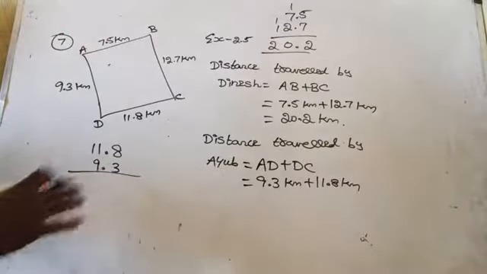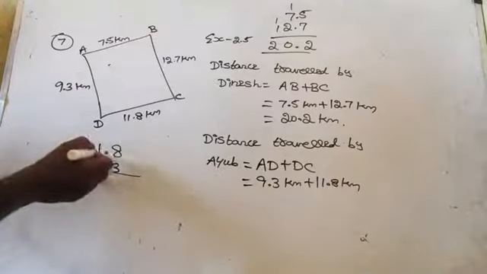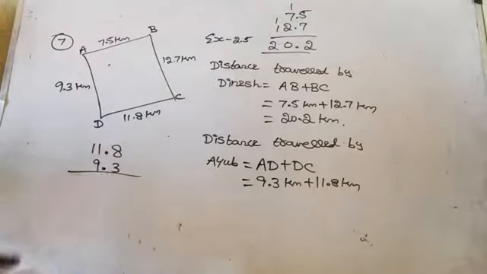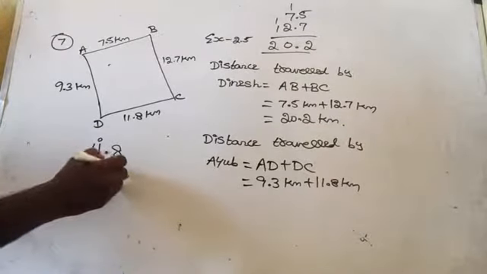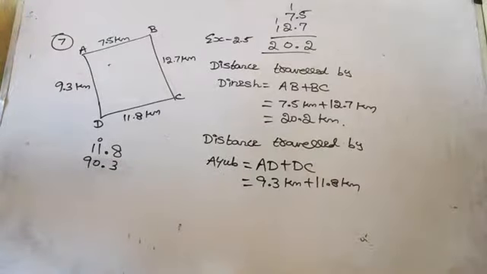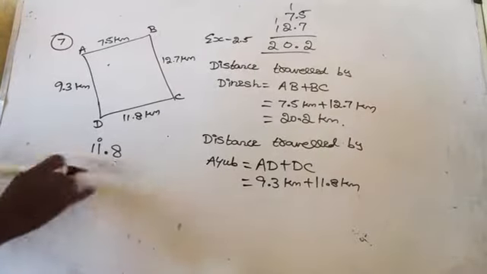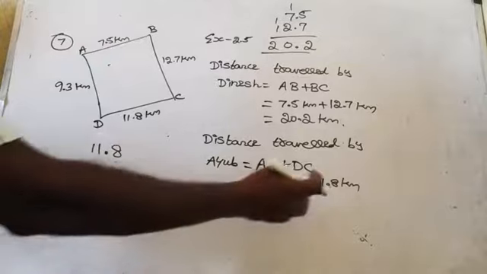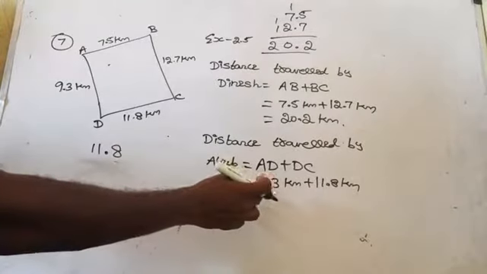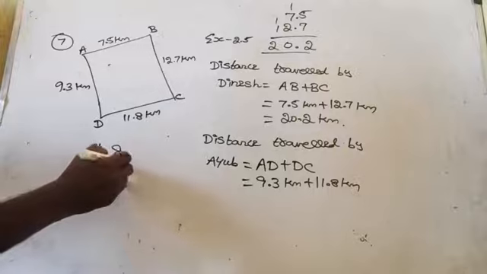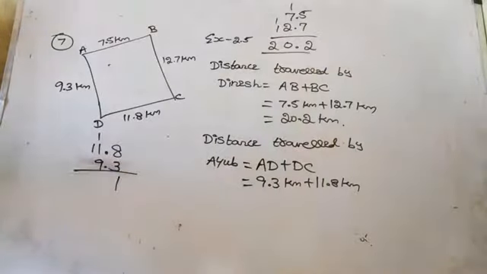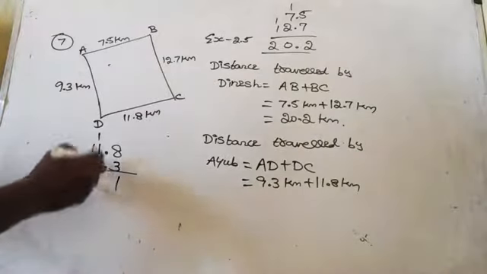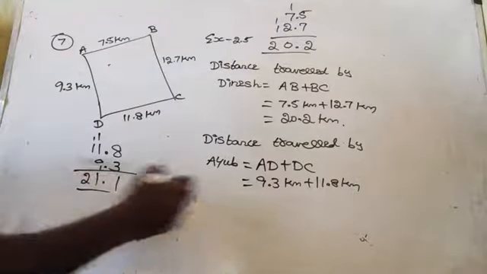You have to write the decimal part carefully. Here it is ones, here it is ones. Instead of 11.8, if you write 9.3 shifted wrongly, it will be 90, which is wrong. So listen carefully. Write 9 in the ones place and 3 in the tenths place. Now adding these two: 8 plus 3 is 11, 9 plus 1 is 10, 10 plus 1 is 11, carry over 1, so 21.1 kilometers.